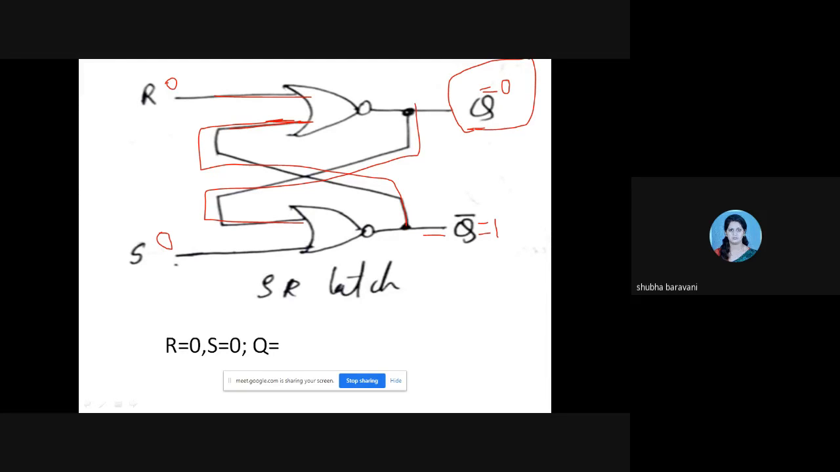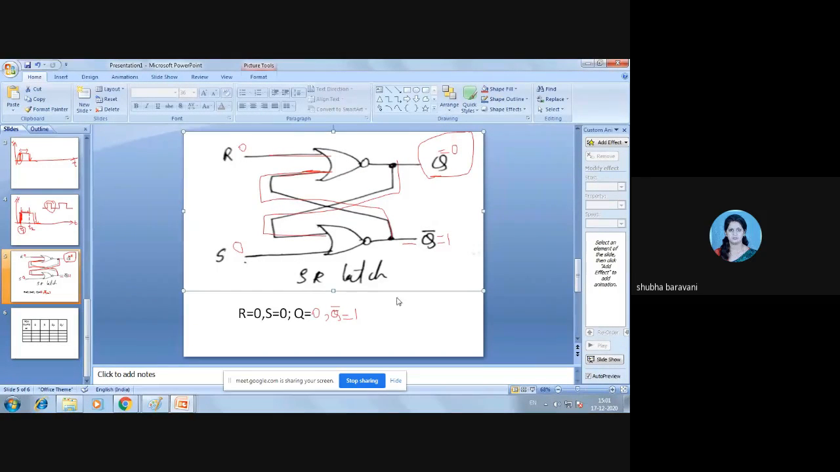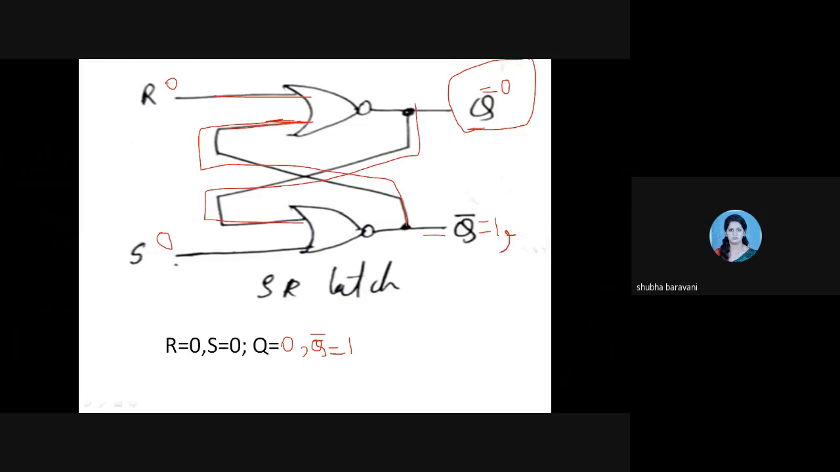समझ में आ रहा है कि नहीं आ रहा है? So what I mean is, initially I am assuming some value of Q and Q bar. So initially I am assuming Q is equal to 0 and Q bar is equal to 1. ये मेरा initial assumption है. Depending on the initial assumption, when your Q is equal to 0, Q output is acting as the next input to the second NOR gate. So 0 plus 0 is 0, उसका not किया तो 1. So Q bar I am getting 1, so मेरा next state में भी I am getting Q bar is equal to 1.